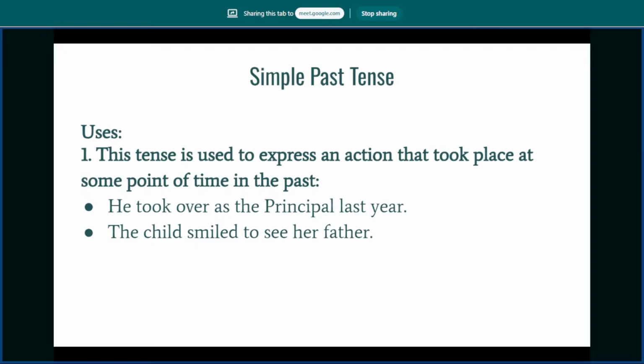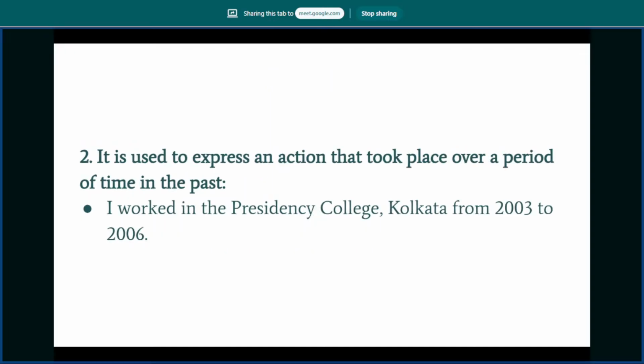We use simple past tense to talk about an action that took place at some point of time in the past. हम क्या बोल रहे हैं कि action पास्ट में स्टार्ट हुआ और पास्ट में खत्म हुआ. एक बार वो एक्शन होके खत्म हो गया पास्ट में ही. ओके, उसका कोई भी रिलेशन प्रेजेंट से नहीं है. सो एग्जाम्पल, he took over as the principal last year. Another example could be, we finished unit number 5 last week. Okay, so that could be our real life example जो हमारे रिलेशन में real है.